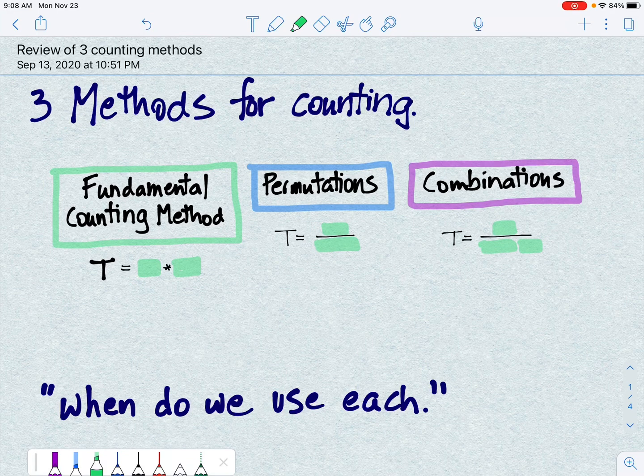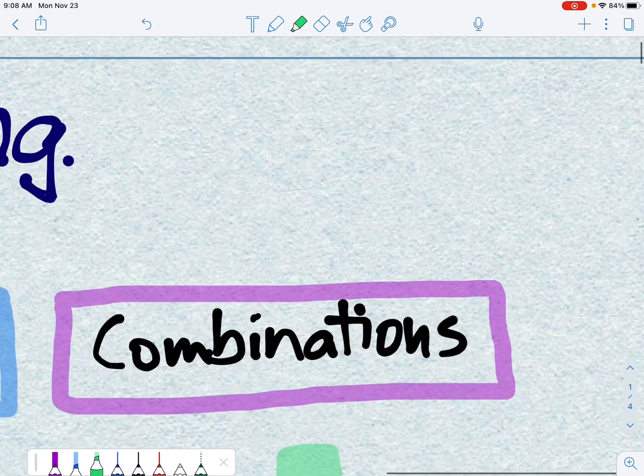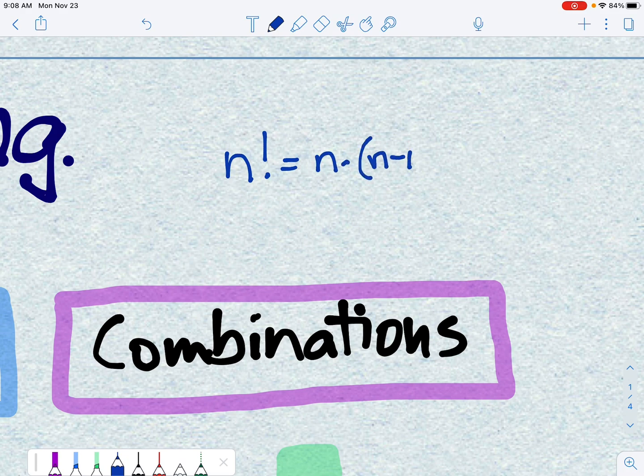Okay, reviewing chapter 1, 3 methods for counting. We had a new mathematical symbol introduced to us. It was called the factorial symbol. So let me review that. N factorial means that you take the number times the number smaller than it times the next number smaller than it all the way down to 1.